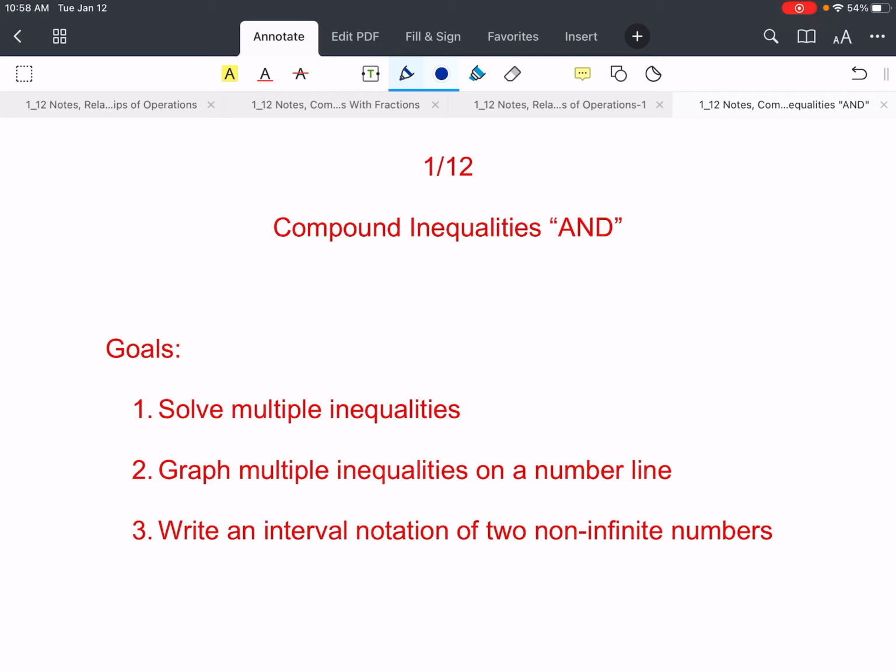All right, welcome back. We are doing day 2 of compound inequalities. So these are going to be the AND version. This is very similar, but we're going to see that our graphs are going to look a little bit different. So our two main goals are the same. We're going to be solving multiple inequalities within the same problem, and we're going to be graphing them both on the number line. The big change is that we're going to be writing our interval notation with two non-infinite numbers. So we're going to be a little more restricted on our possible numbers.